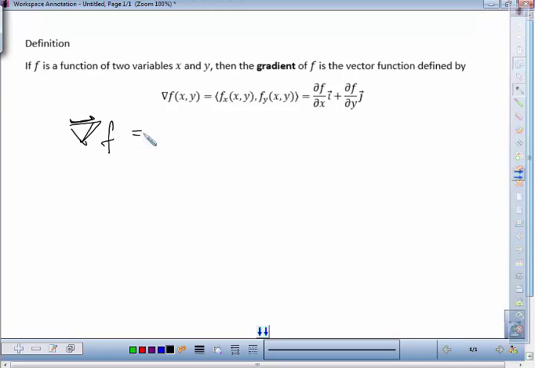And depending on how many input variables, how many independent variables you have, you'll look at this as a vector of 2 or 3 or 4 components. It's simply a vector of partial derivatives. And to be clear, it's the first order partial derivatives.